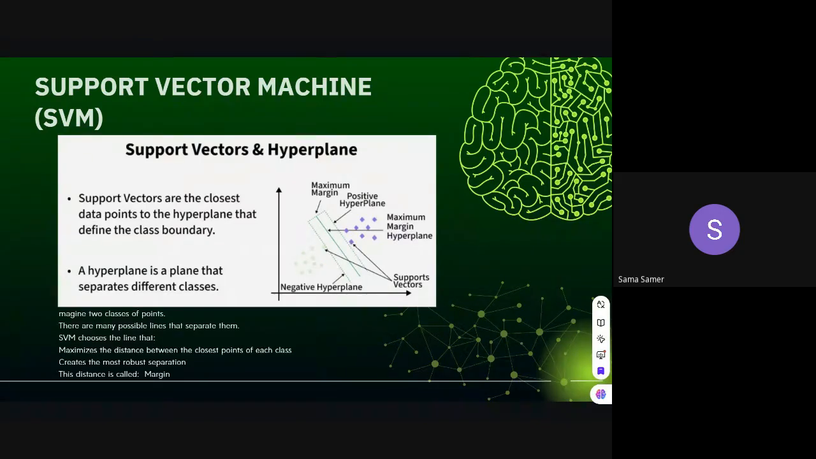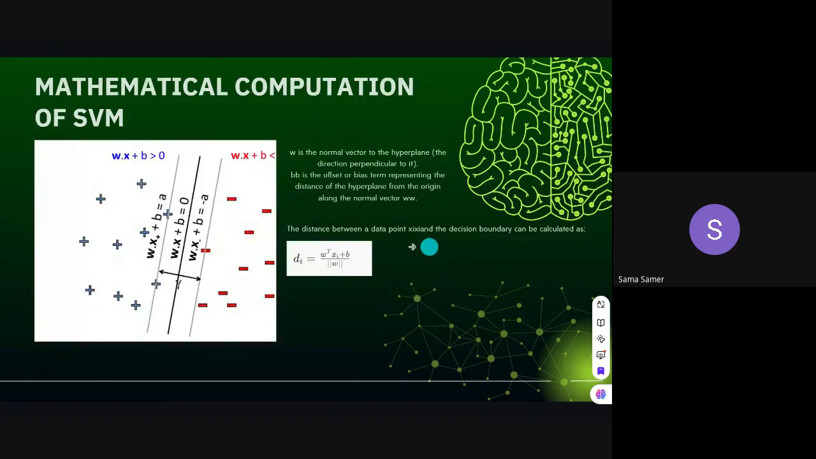Okay. So let's continue for our SVM. We must again create a robust separation. Then a mathematical computation of the SVM.